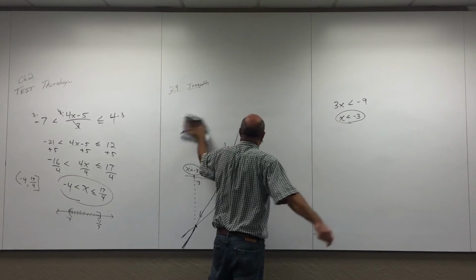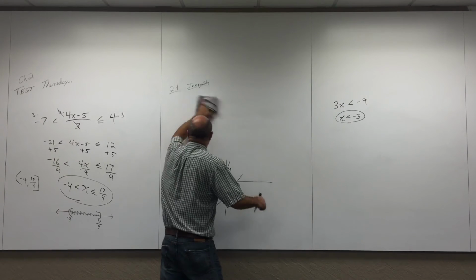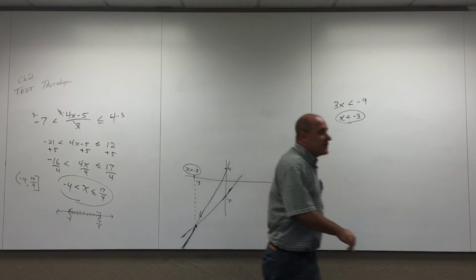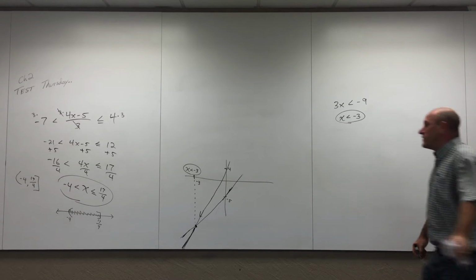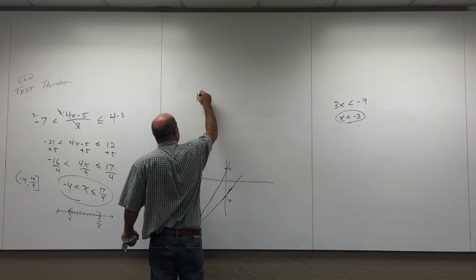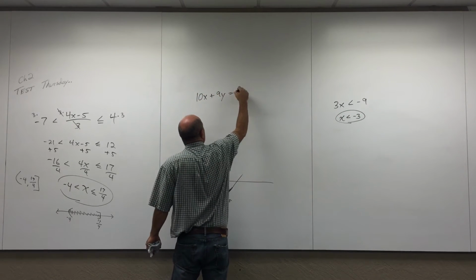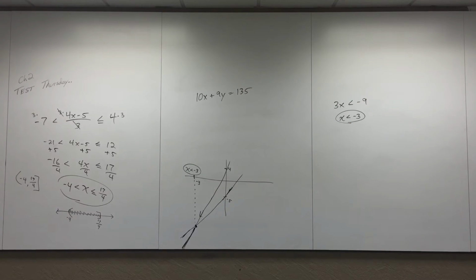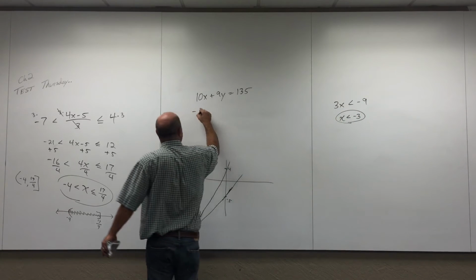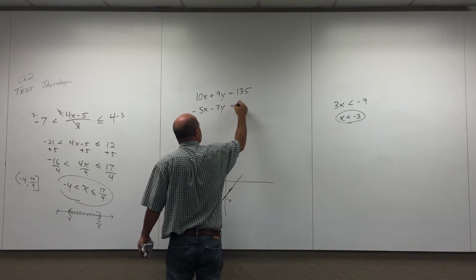I'm looking at the online quiz. There's several of these. I guess you got to get good at these. I like focusing on the word problems, but then there's these things. 10x plus 9y equals 135. These are these systems of equations that aren't a word problem. Negative 5x minus 3y equals negative 60.